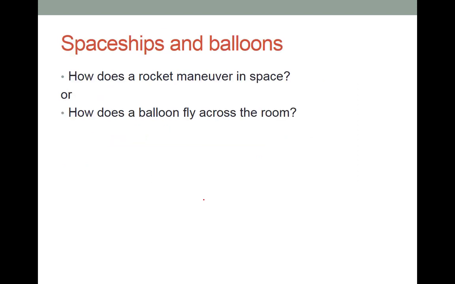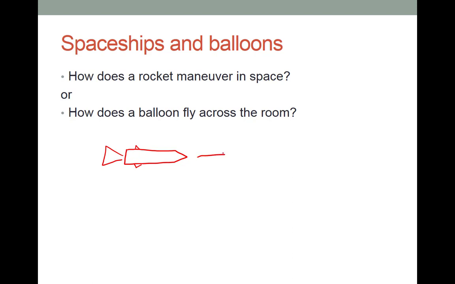So now let's go to one where we can have a long interaction time, but we don't need to worry so much about whether or not we're isolated. So now the question is, how does a rocket maneuver in space? And the answer to that question is the same as the one below it. How does a balloon fly across a room? So I'm going to endeavor to draw a rocket, because I think I can draw that better than I can draw a balloon. But, you know. Okay, so how does a rocket maneuver in space?